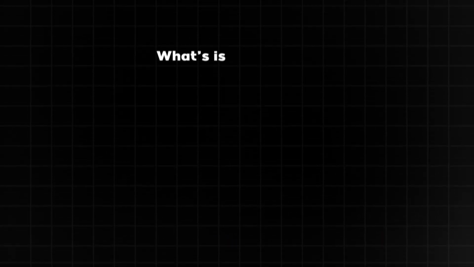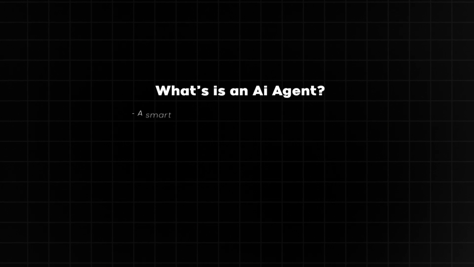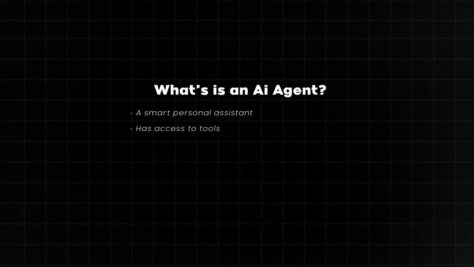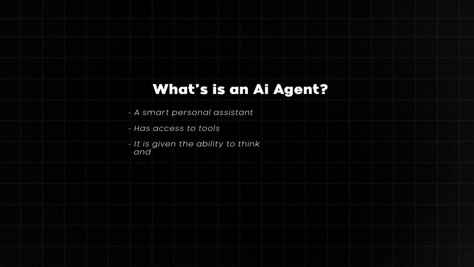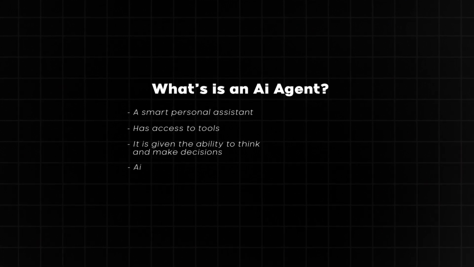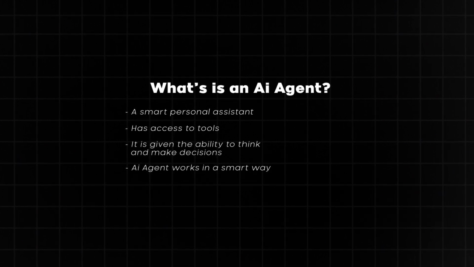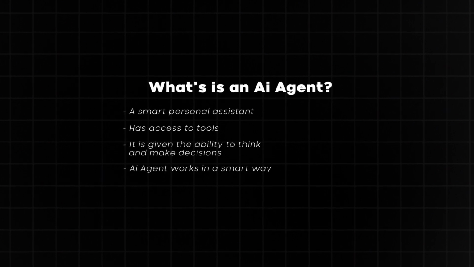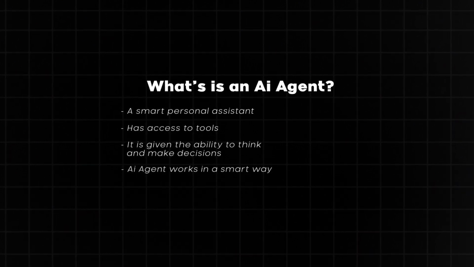Now, what's an AI agent? Think of it as a smart personal assistant. It has access to tools with which it performs tasks. An AI agent is given the ability to think and make decisions. It is a smart helper, capable of doing smart things like understanding tasks and text, making decisions, or even chatting with people, all to automate tasks and make your work easier.